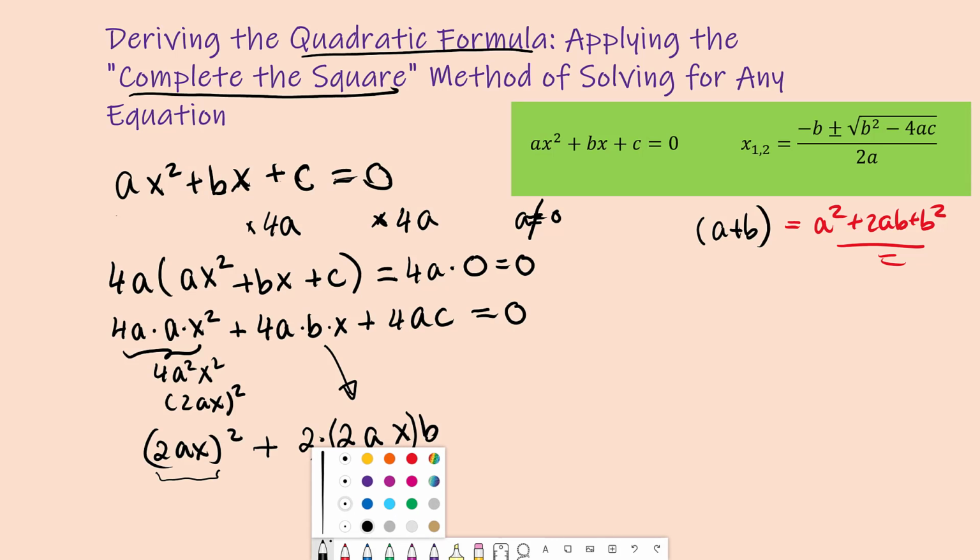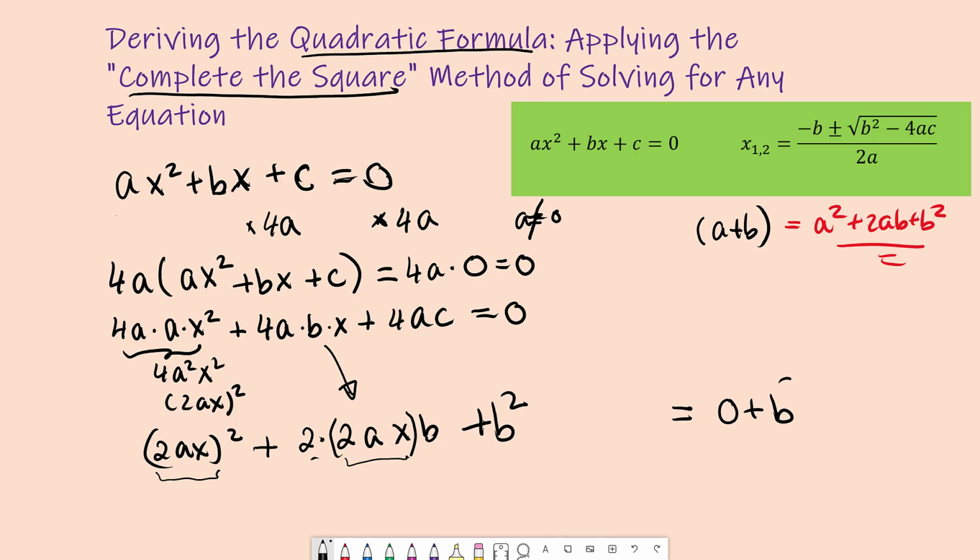How do I do this here? Well, I still have to get this third term, the b squared. So I'm going to add b squared, but I'm going to remember to add b squared to the other side as well, right? We have to do the same operation to both sides. And then we mustn't forget the 4ac.